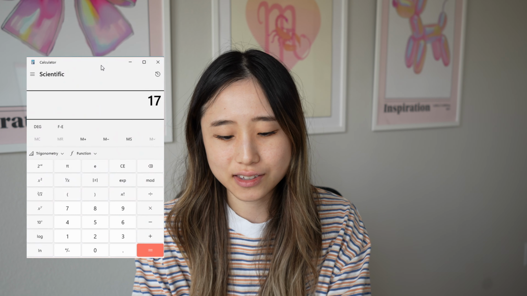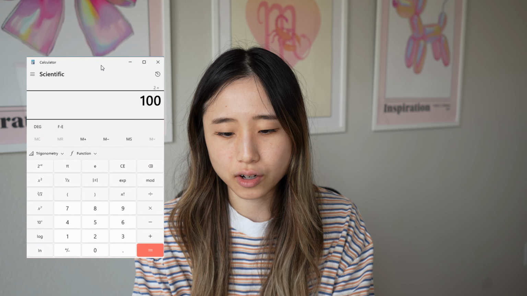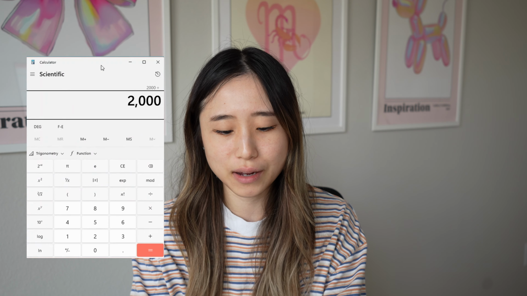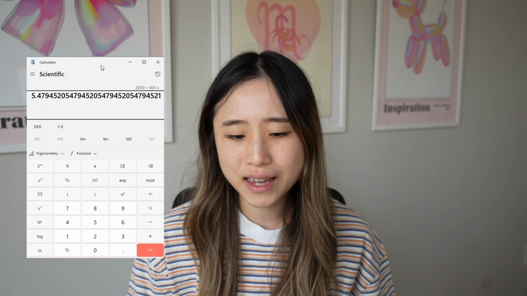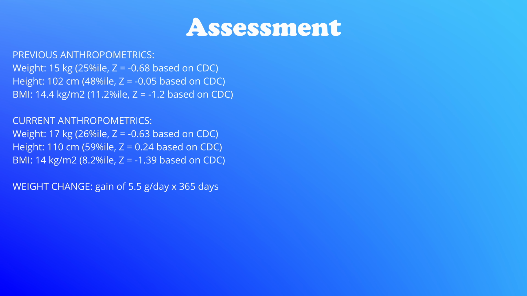bit more tangible data. So we'll want to calculate his weight gain and his length gain velocity. So remember, this is always taking the current value minus the previous value and dividing by the time in between. So we are assuming that 365 days passed in between these two data points. So we take his current weight minus his previous weight, which is 2 kilos, which we want in grams because we're calculating everything in grams. So that's 2,000 grams divided by 365 days. So we get about 5.5 grams per day of weight gain over the last 365 days.